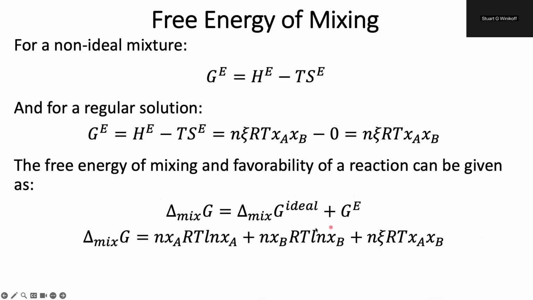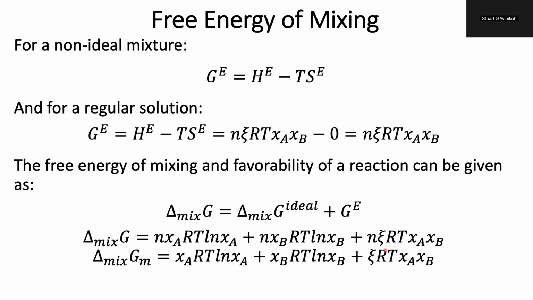So for a regular solution, that means I've got a three-term expression. We have these first two terms, which tell me how entropy will favor mixing. And then we have this third term, which will tell me what enthalpy will do. If the psi is negative, it will help pull the mixture together. If it's positive, it will disfavor that mixing. It will act as a dampening function.